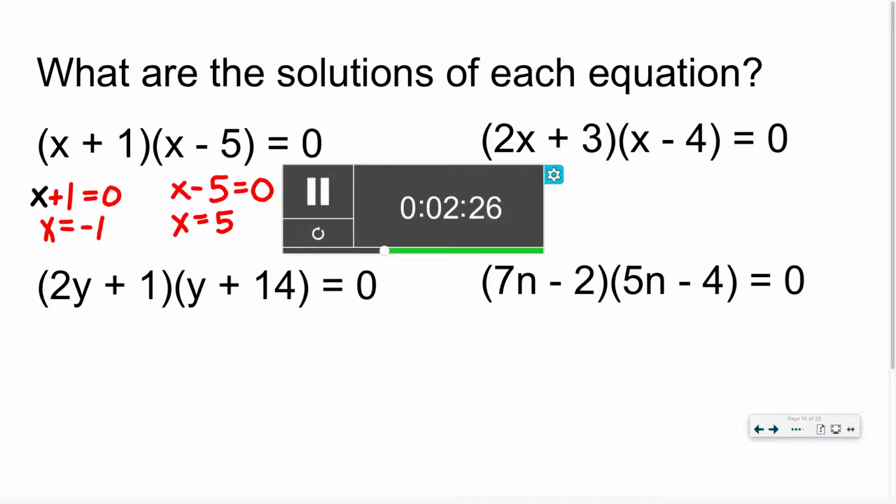Anyone want to do this one up on the chalkboard? 2x plus 3 times x minus 4. Go ahead. How about 2y plus 1 times y plus 14? And 7n minus 2 times 5n minus 4.